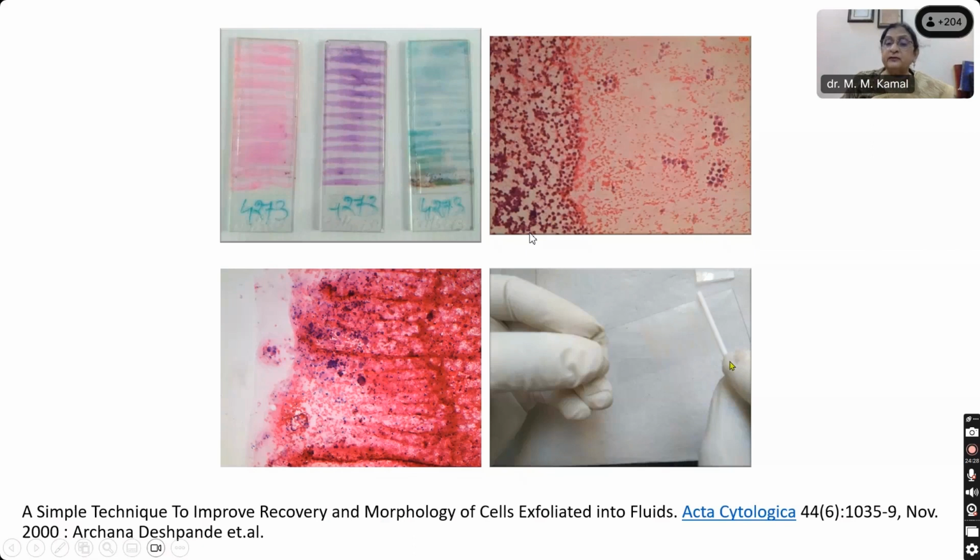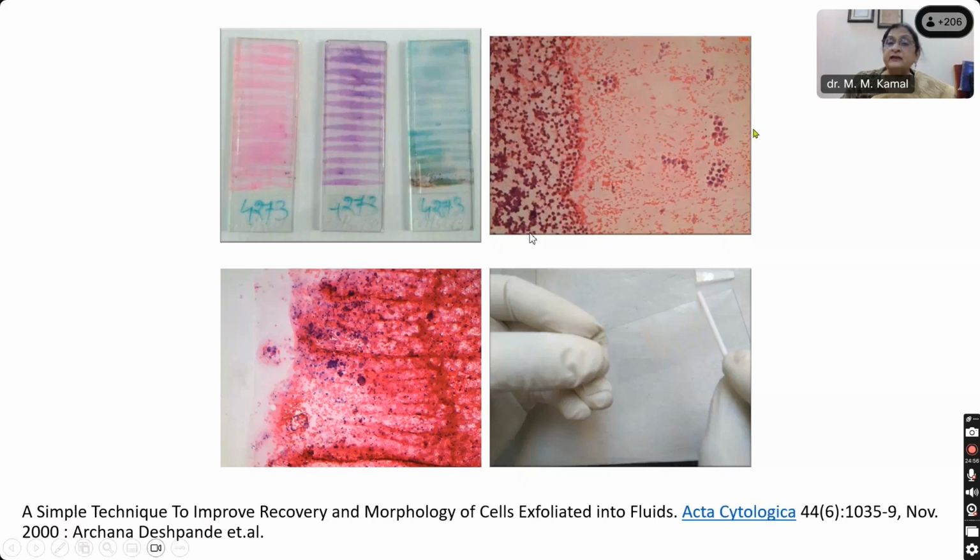So with a small plastic stick, or initially we used to do with a matchstick, you have to take the sediment on the slide and then just drag the stick and touch it to the slide. Wherever you are touching the stick, there is cell concentration, and wherever you are dragging the stick, there is spread of the cells, which gives you the morphology.